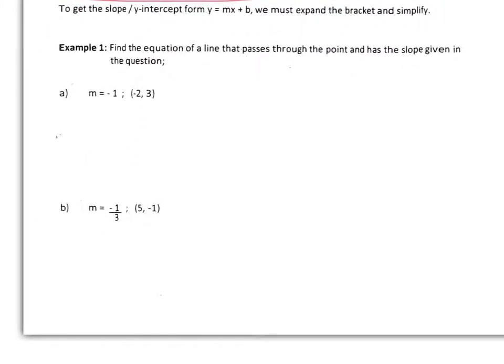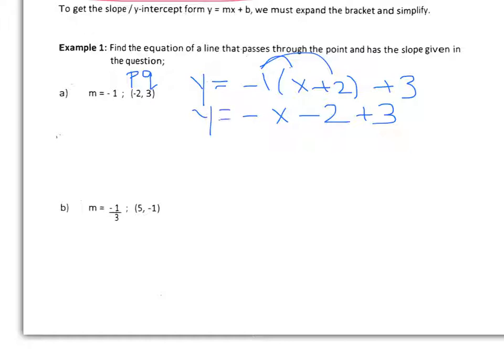In example 1, we have to find the equation with a slope of negative 1 going through the point negative 2, 3. So negative 2 would be p and 3 would be q. y equals m bracket x minus p. Now our p is negative, so we're going to change it to a positive. Plus q. We're going to expand using the distributive property. So y equals negative x minus 2 plus 3. Make sure we remember our y's. And then we're going to combine our like terms. So y equals negative x, or negative 1x, plus 1. That's our final answer.